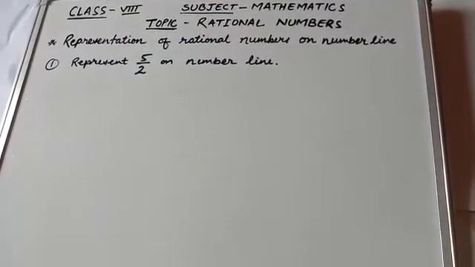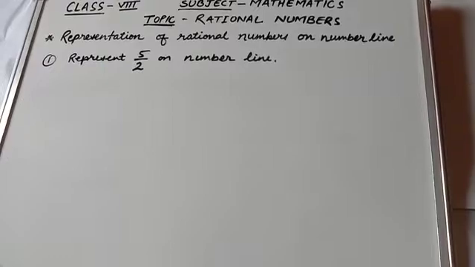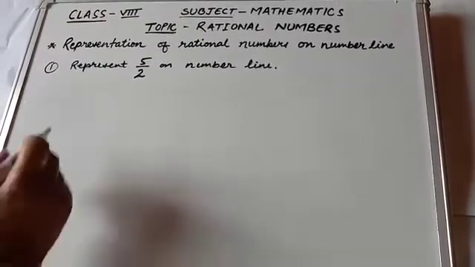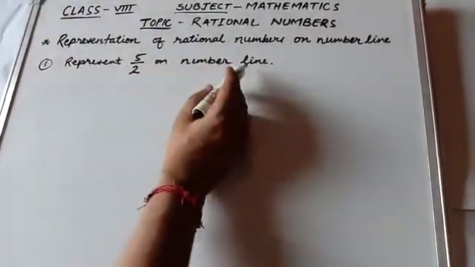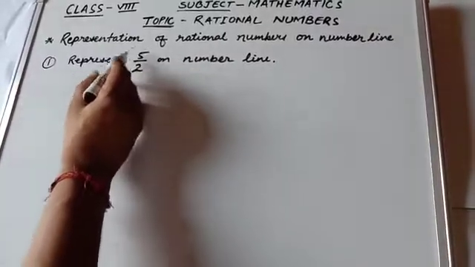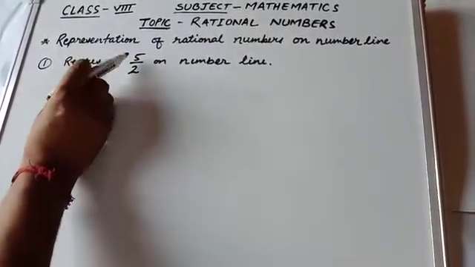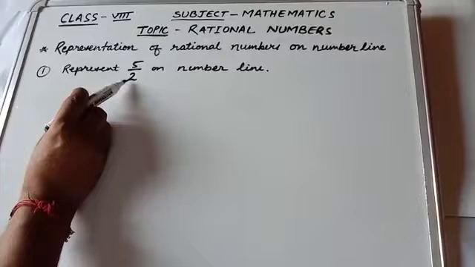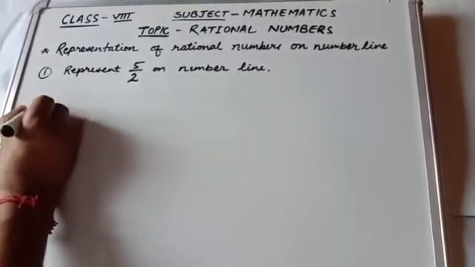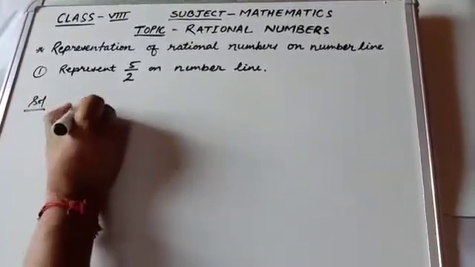Student, I hope you understand the example. Now I will take one more example. Now represent 5 by 2 on number line. This time we have taken the improper fraction because the value of numerator is more than the value of denominator. So look at the solution.